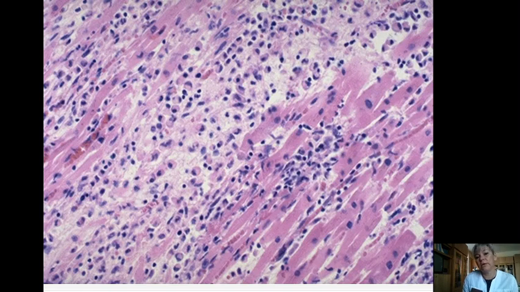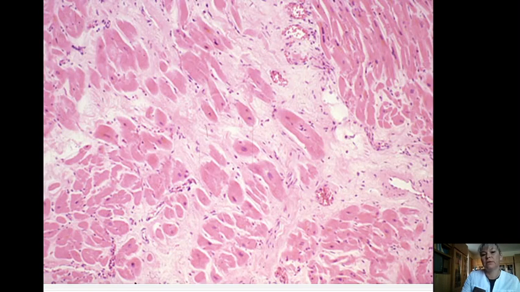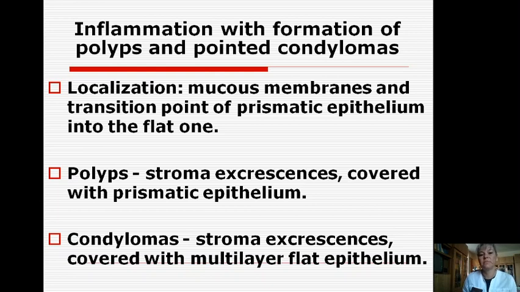In this photo, you can see diffuse interstitial inflammation in the heart and local interstitial inflammation. Result of this inflammation, sclerosis, cardiosclerosis. The next proliferative type of inflammation, inflammation with formation of polyps and pointed condylomas.